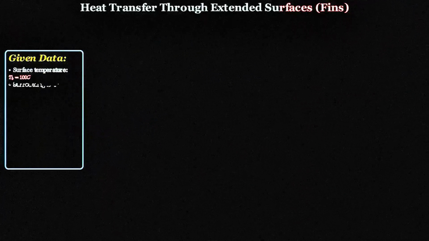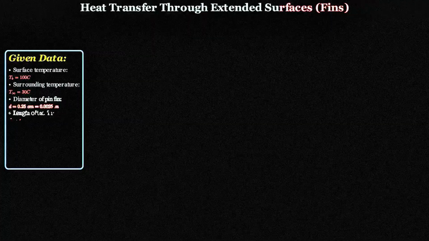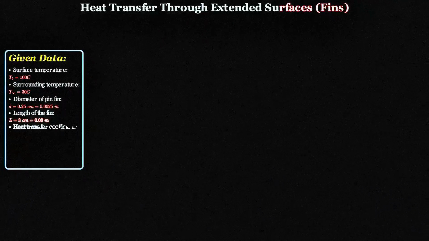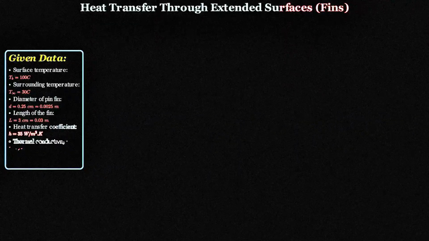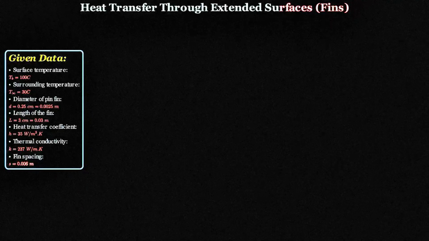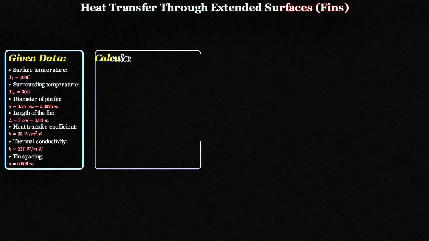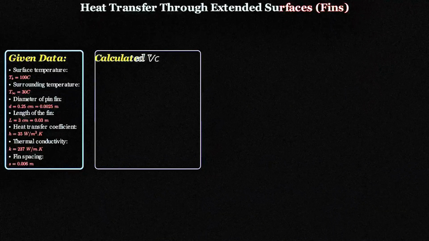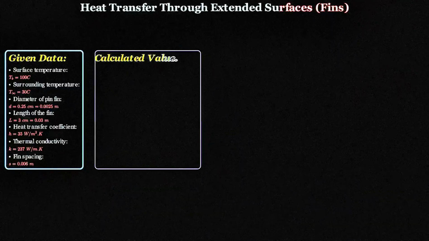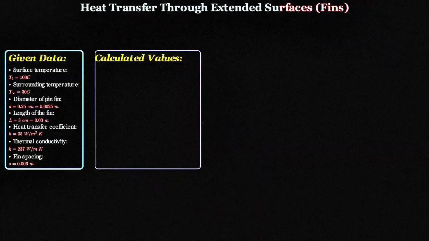Let's organize our given data. The surface temperature, Tb, is 100 degrees Celsius. The surrounding temperature, T infinity, is 30 degrees Celsius. The diameter of the pin fin is 0.25 centimeters, which equals 0.0025 meters. The length of the fin, L, is 3 centimeters, which equals 0.03 meters. The heat transfer coefficient, h, is 35 watts per meter squared Kelvin. The thermal conductivity, k, is 237 watts per meter Kelvin, and the fin spacing, S, is 0.006 meters.